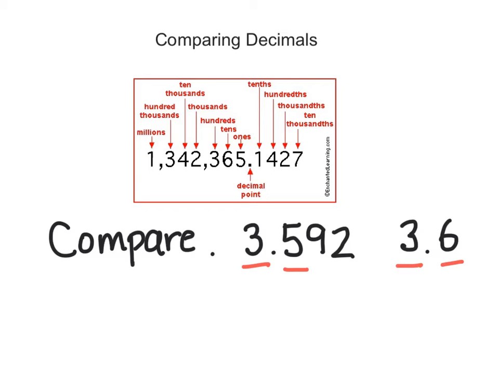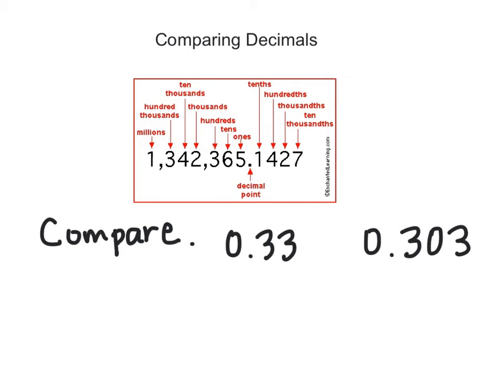So our comparison symbol, the mouth will be opening up to the right because 3 and 6/10 is greater than 3 and 592 thousandths. So reading left to right, this symbol is the less than symbol because the number on the left is less than the number on the right.